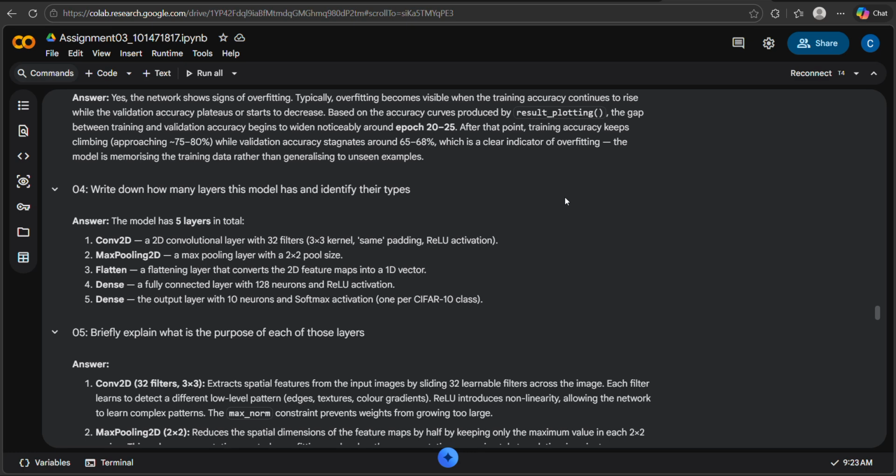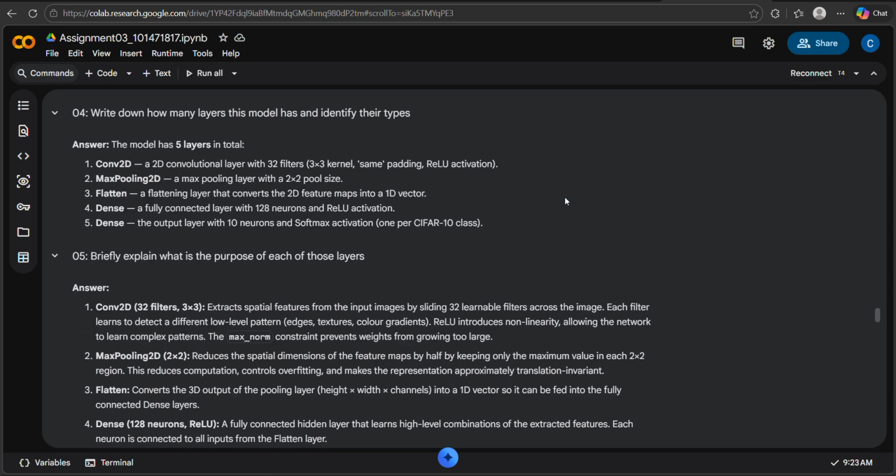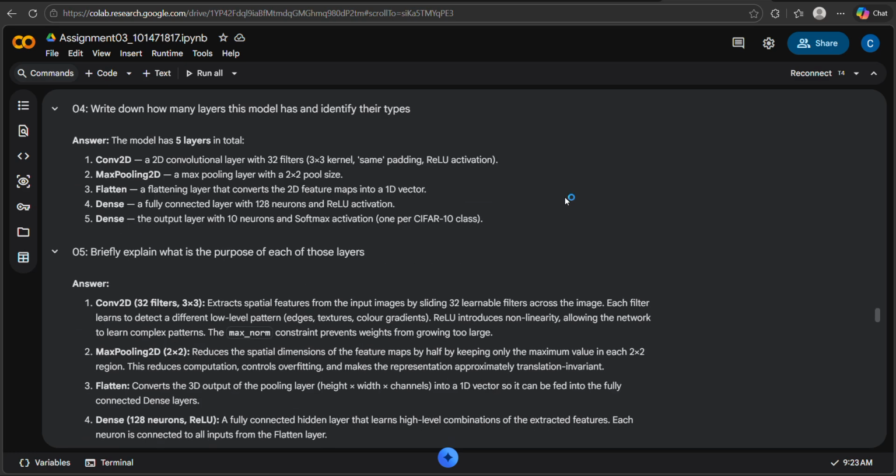Question 4, how many layers does the model have? The answer is 5 layers. A Conv2D layer, a MaxPooling2D layer, a flatten layer, a dense layer, and a dense output layer.